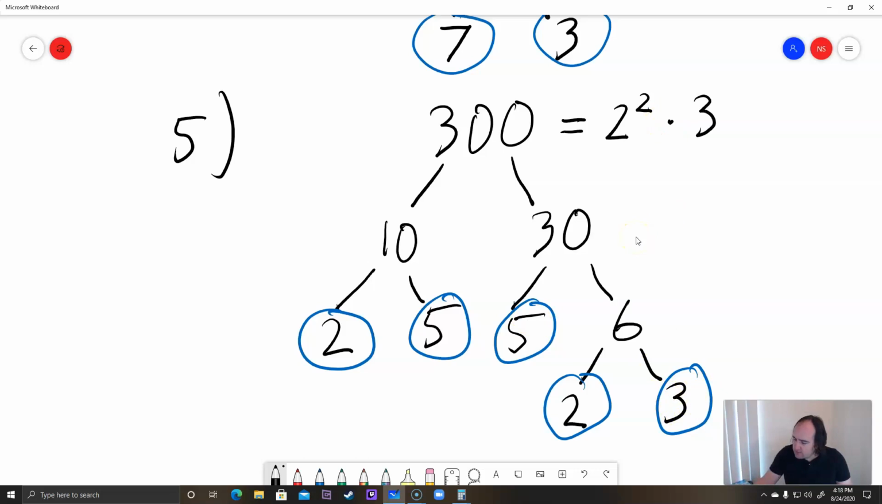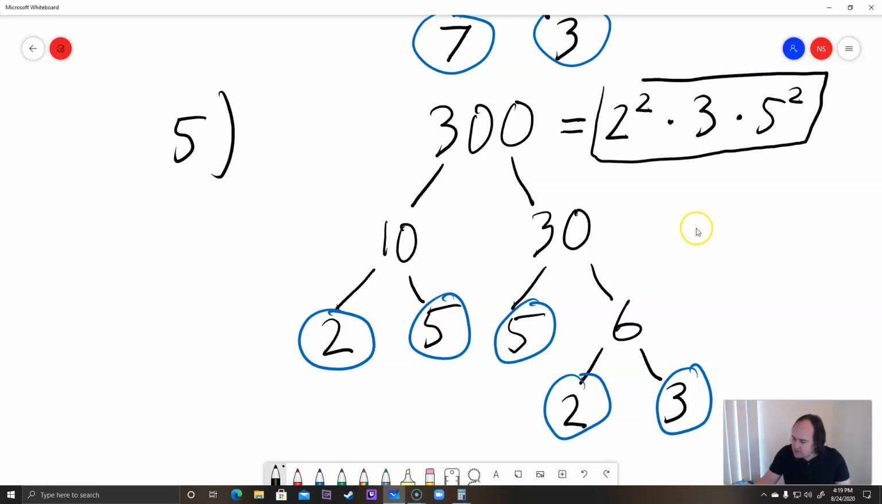You could write times 3 to the 1, but that's not really the way people write it, right? If the exponent is 1, they just write the number. Okay, so you're just going to write times 3. Okay, and then the last number is 5, and we have 2 5's, so that's going to be 5 squared, or 5 to the second power. So the prime factorization here is 2 squared times 3 times 5 squared.